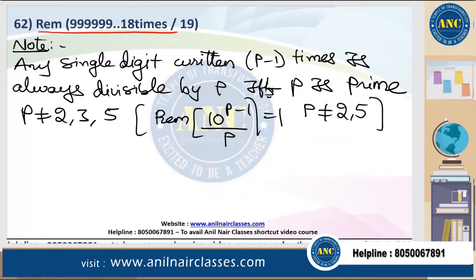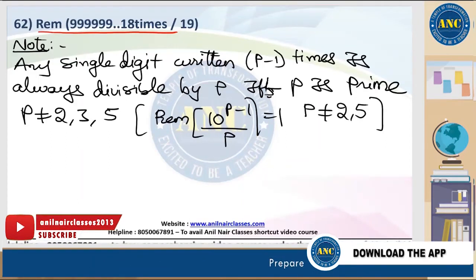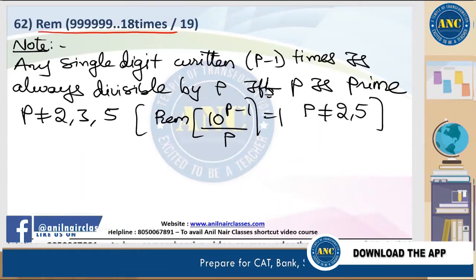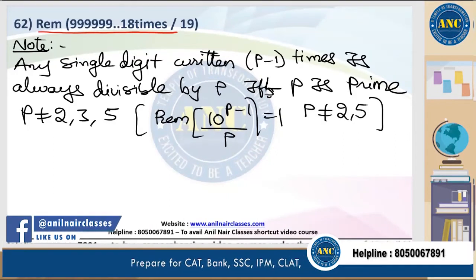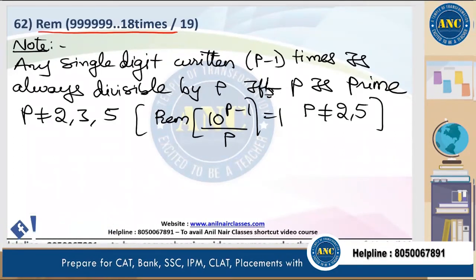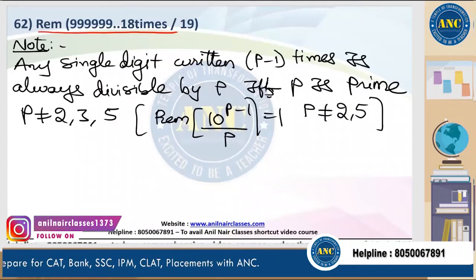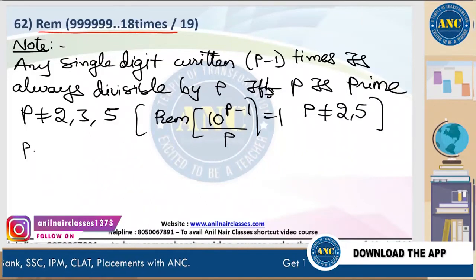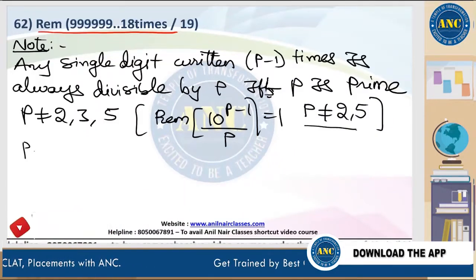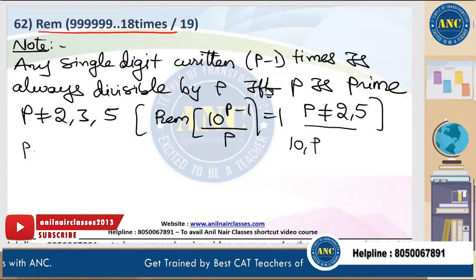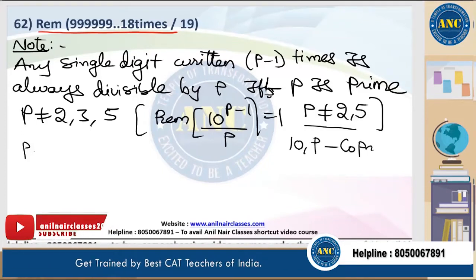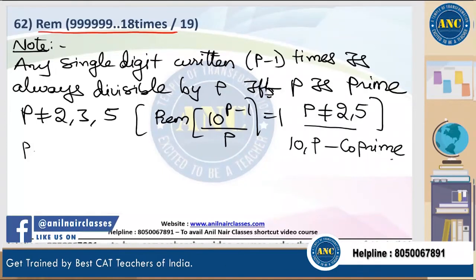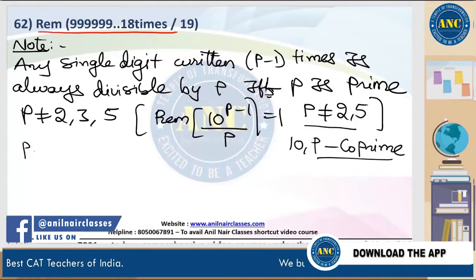Any single digit written p minus 1 times is always divisible by p if p is prime, p not equivalent to 2, 3 and 5. Now why is p not equivalent to 3 also? First, why p is not equivalent to 2, 5: since 10 is involved, p should be co-prime to 10. That is the reason p is not equivalent to 2, 5.